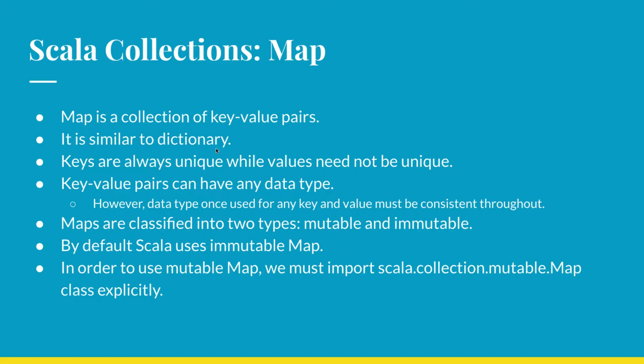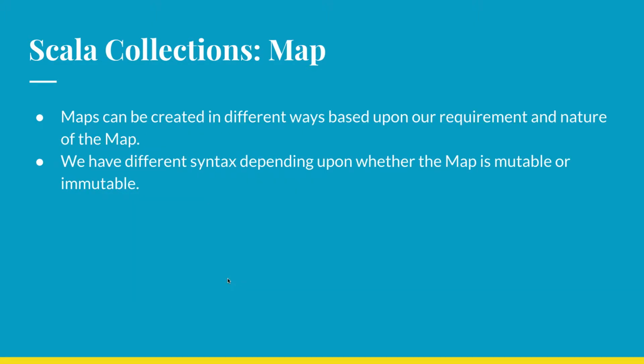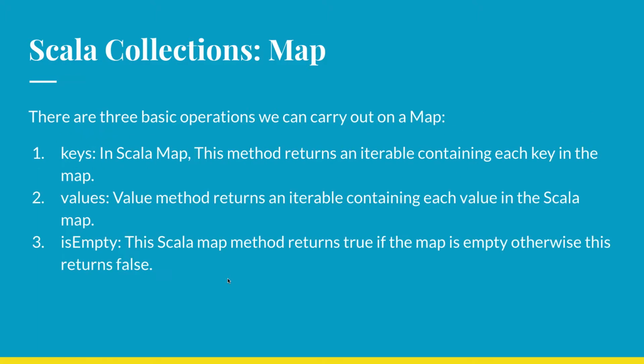Okay. Now, in order to use a mutable map, we need to go to collection.mutable.map and explicitly state that we want that. Maps can also be created in different ways based on our requirement and the nature of a map. We have different syntax depending on whether a map is going to be mutable or immutable. Now there are three basic operations which we can carry out on a map: keys, and in Scala this method returns an iterable containing each key in the map. We have values. Now the values method returns an iterable containing each value in a Scala map. And isEmpty is a method which gives us true if the map is empty and false otherwise.